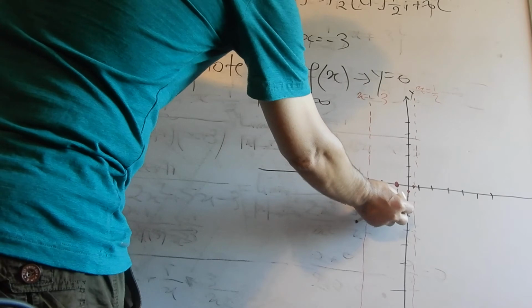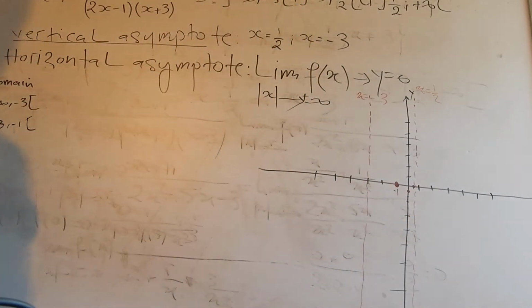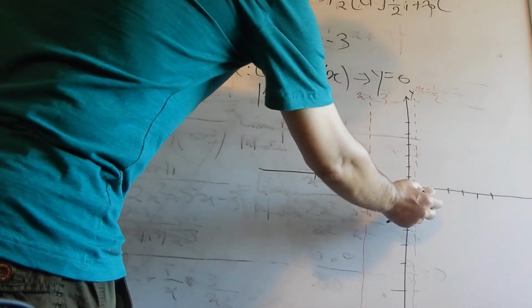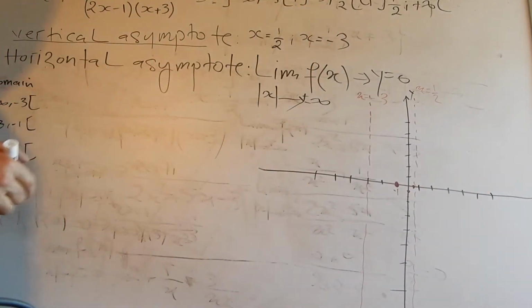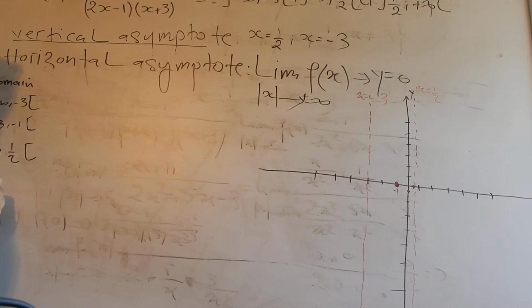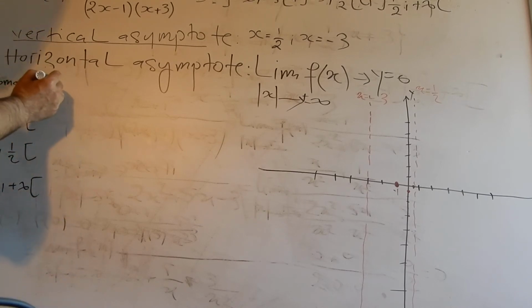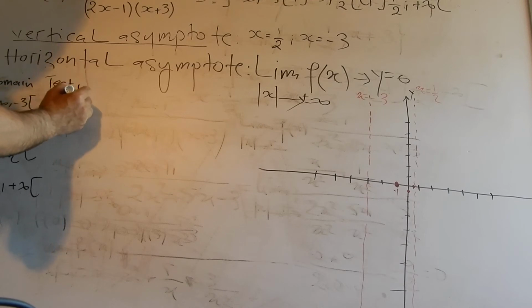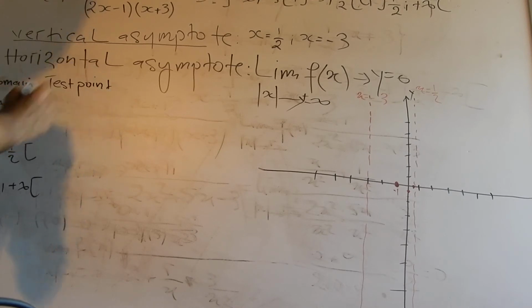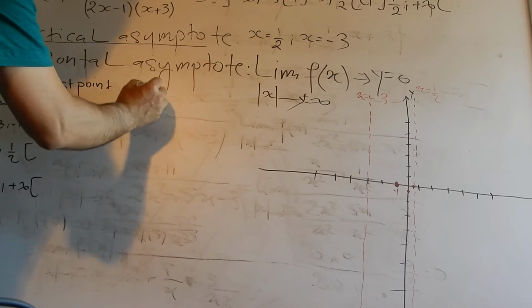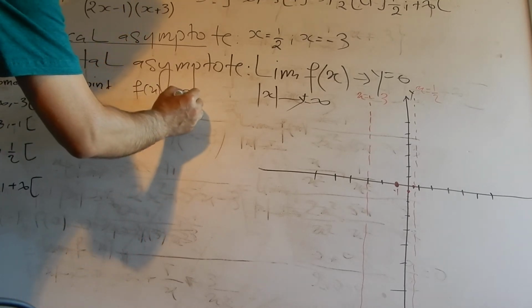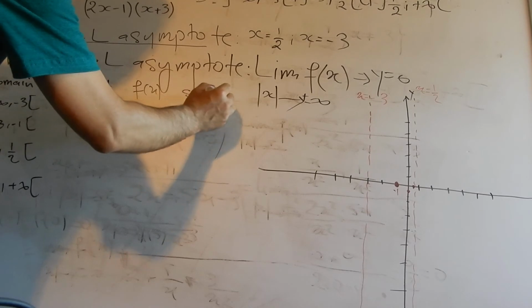The third domain is going to be from minus 1 to 1 over 2, and the last domain is from 1 over 2 to plus infinity. So with the domains, we can pick a point, which is called the test point. Then here will be f of x, and here will be the sign of f of x.